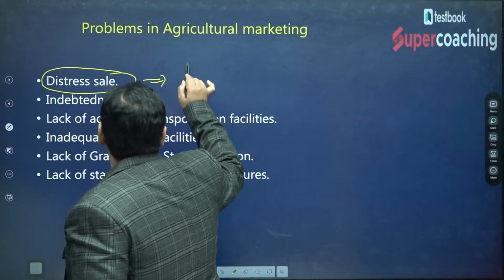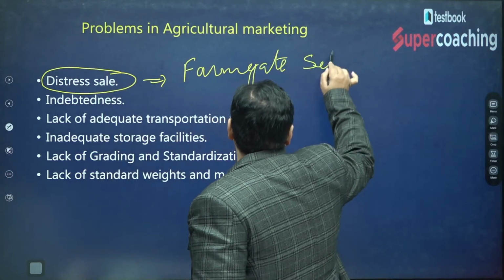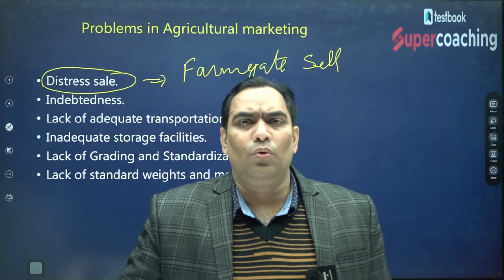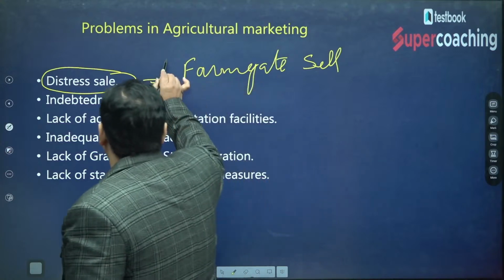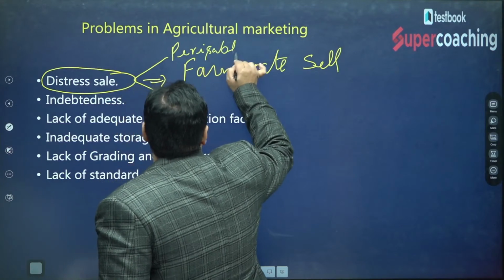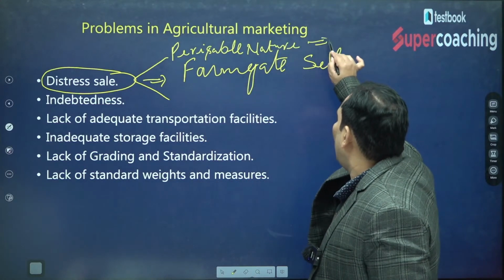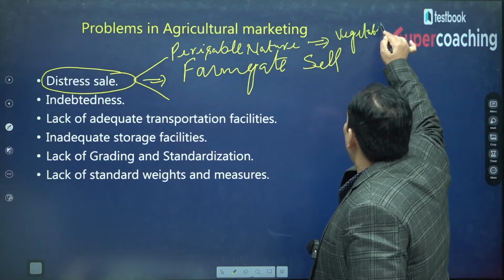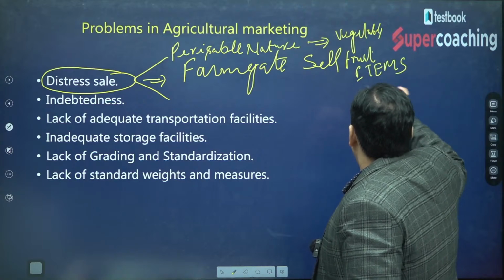Because of distress sale, there is farm gate sale. Don't worry, let me first introduce the technical words, then we are going to proceed. This distress sale is because of two reasons. One is the perishable nature of agriculture products. That means there are certain agriculture products which are perishable in nature, especially vegetables and fruit items.